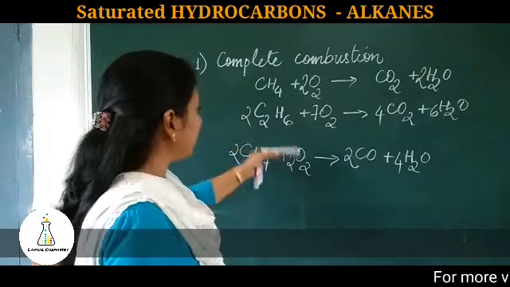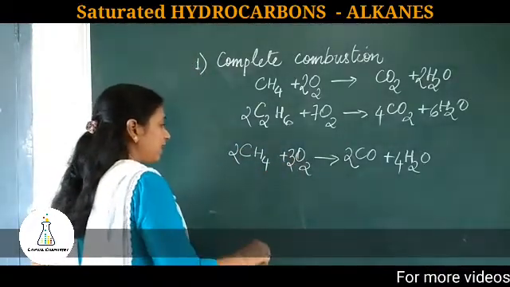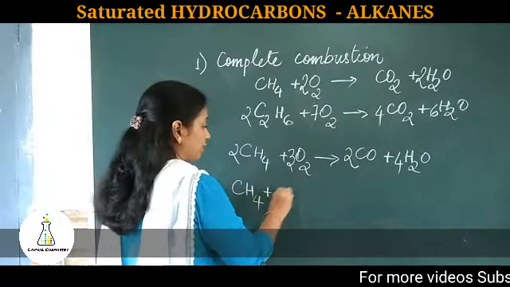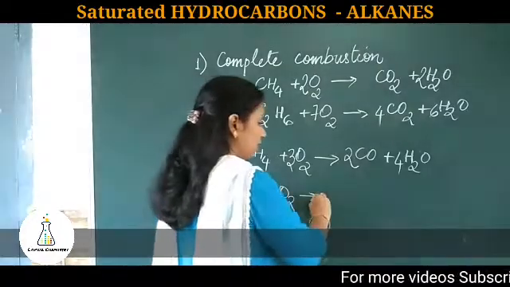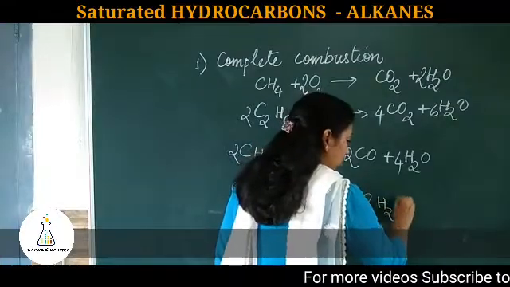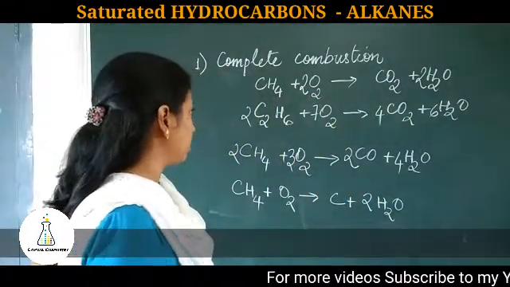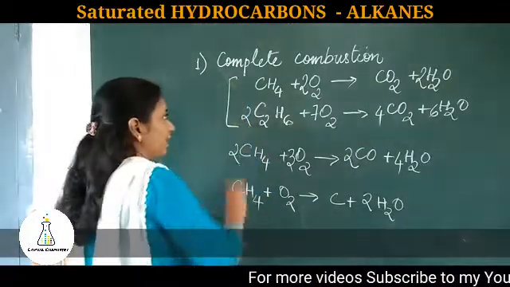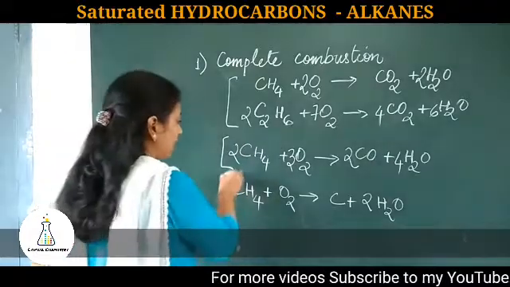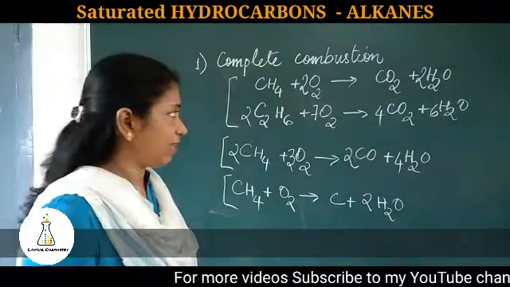Okay, similarly, even ethane will give carbon monoxide and water. And still less, if there is an even lesser amount of oxygen, very little oxygen, then you will see that it will give only carbon and water vapor. So there are three cases: when there is sufficient oxygen, when there is insufficient oxygen, and when the oxygen is very less.